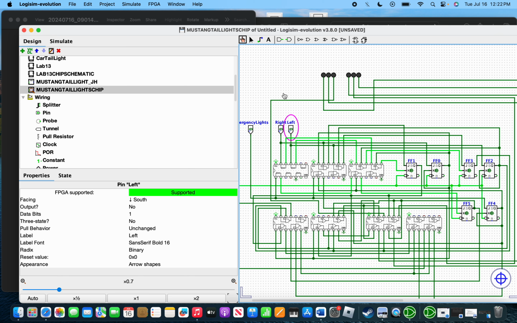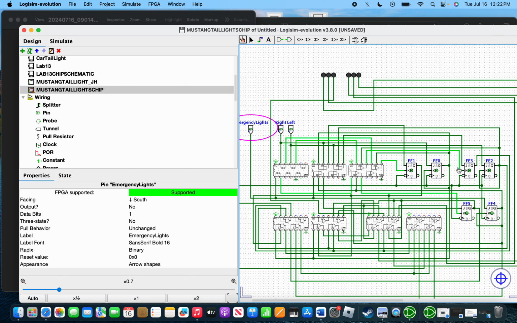And let's say you're in trouble and you figure out that something's wrong with your Mustang. All you have to do is press the emergency lights and both of them will go on. There we go. As we can see here, basically all these are going to be cycling over.